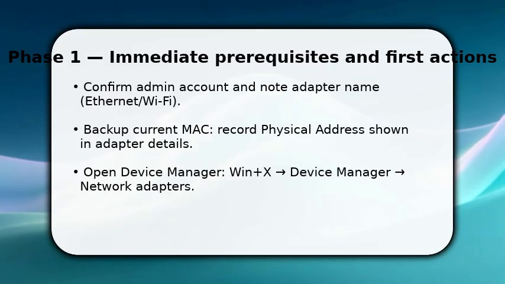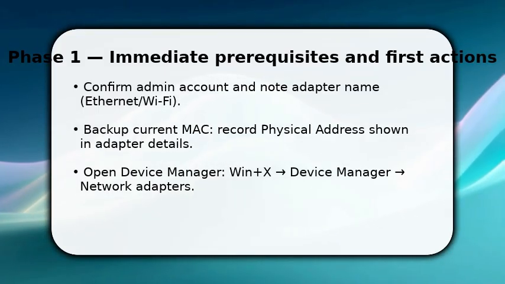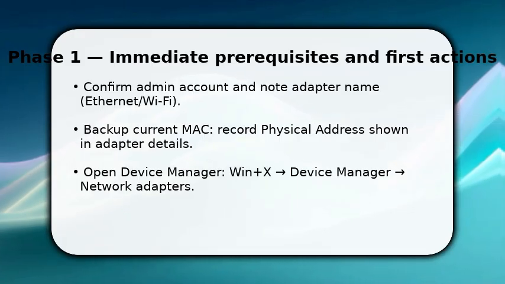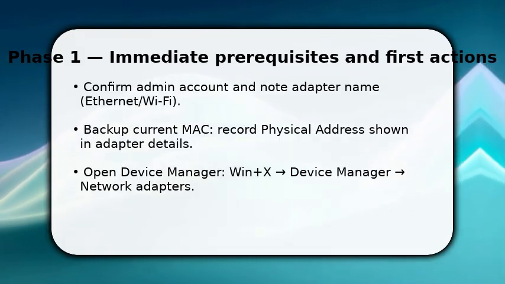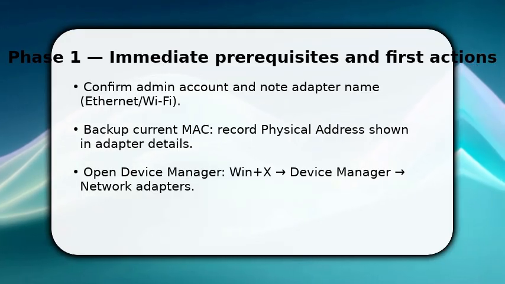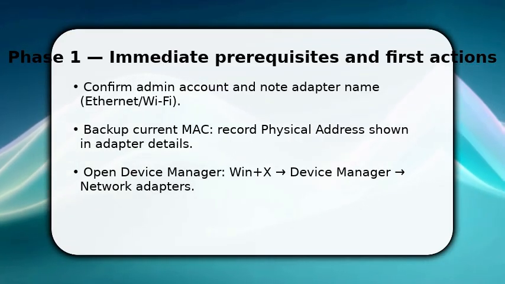You start by confirming you have an administrator account and identifying the exact network adapter name. You need this to avoid changing the wrong device. Once done, record the adapter's current physical address. That is your backup if you must revert.